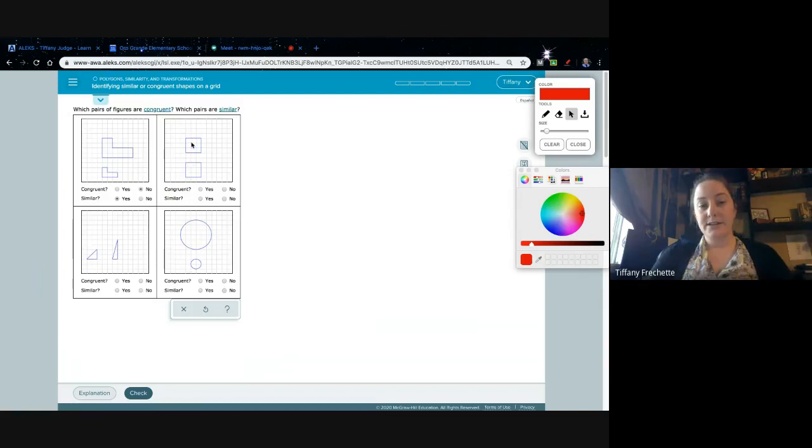So these next two, these look like the same exact squares. And you can even look at that by going, there's 3 down, 3 across, 3 down, 3 across. Okay, that's the exact same square. So they are congruent. If they're congruent, they're automatically similar.